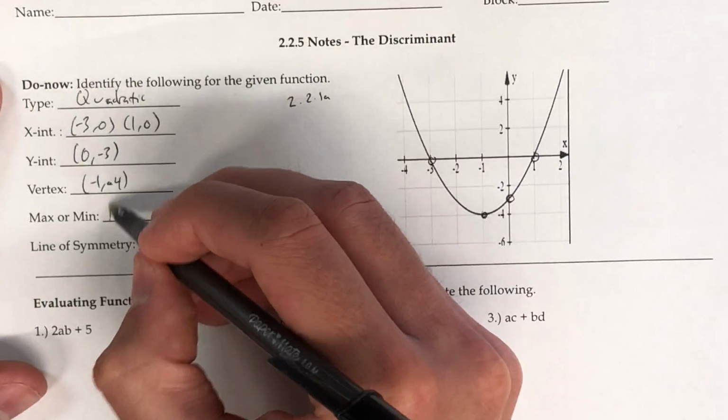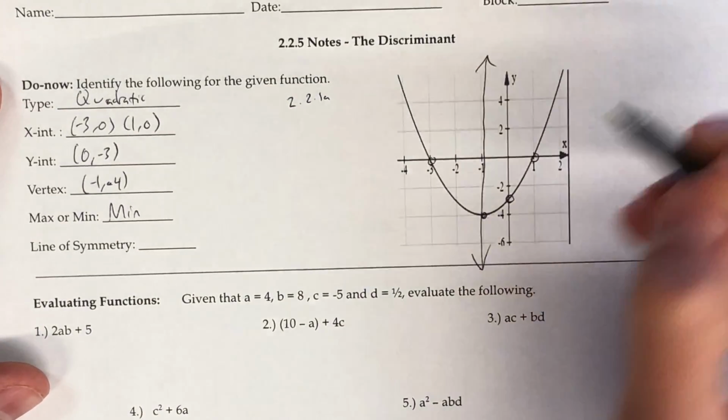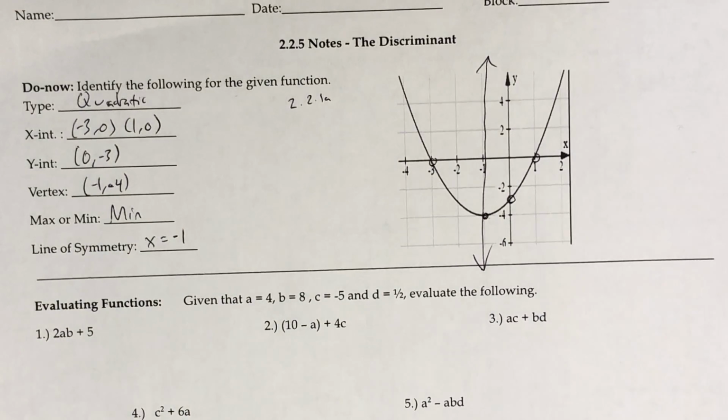It is a minimum value. And the line of symmetry is always this line that goes through the vertex, which in this case would be x equals negative 1. Always written as x equals for quadratics.